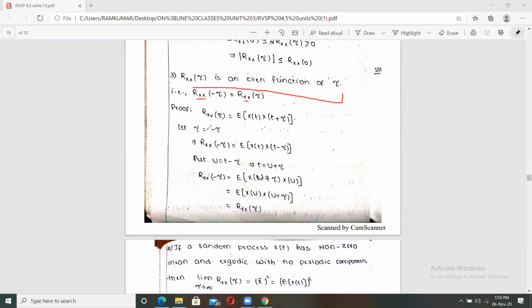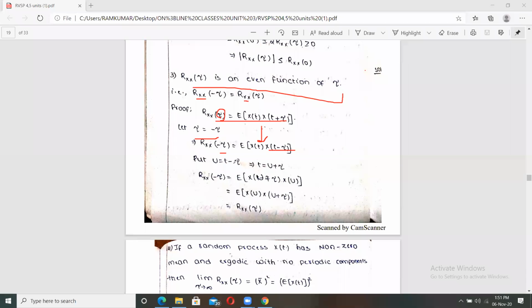This is also a simple proof for this. This is the formula for autocorrelation function. Here substitute tau is equal to minus tau. That means in place of tau, you have to substitute minus tau. Then this equation becomes like this: E of x of t into x of t minus tau.